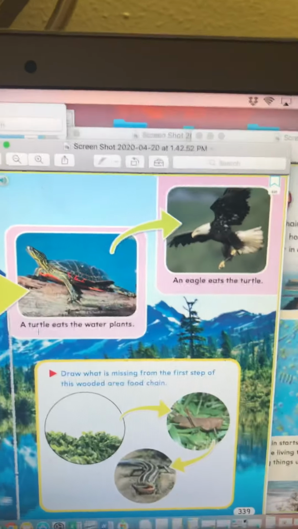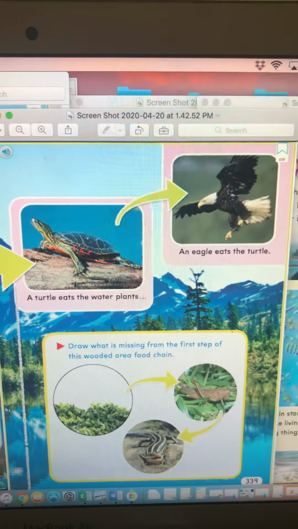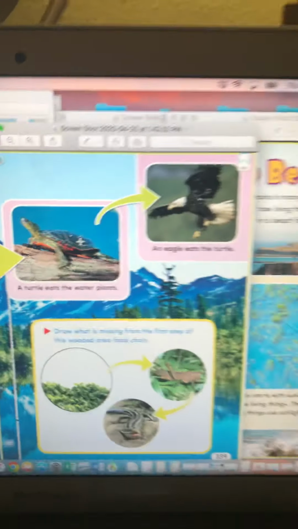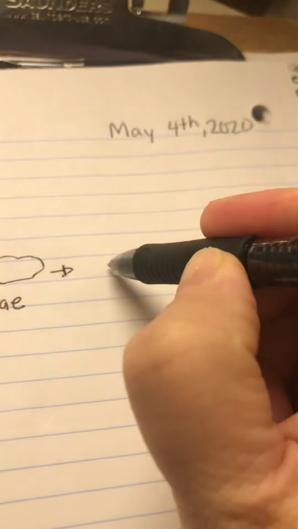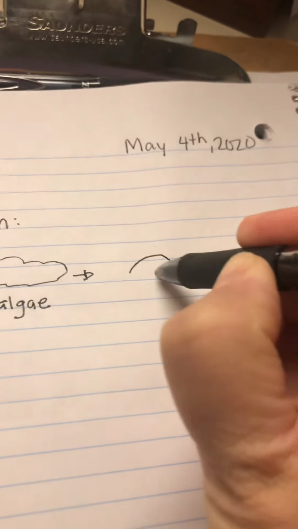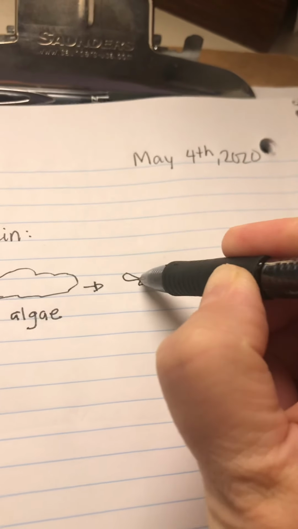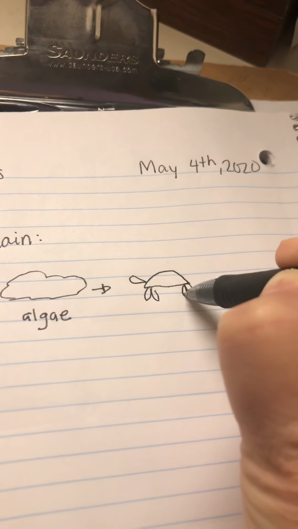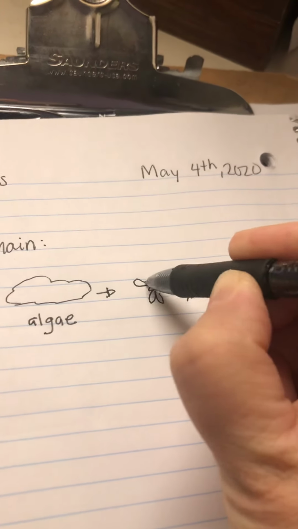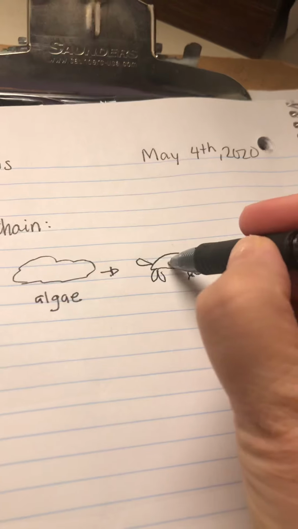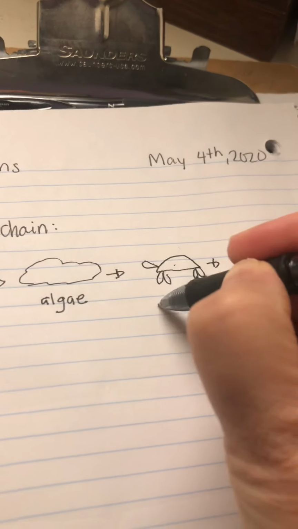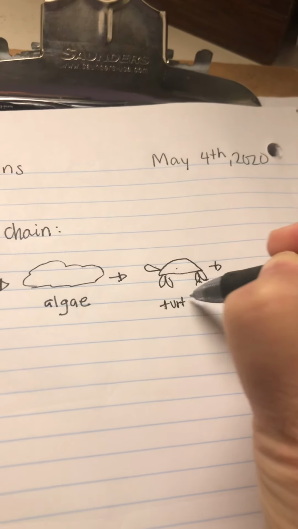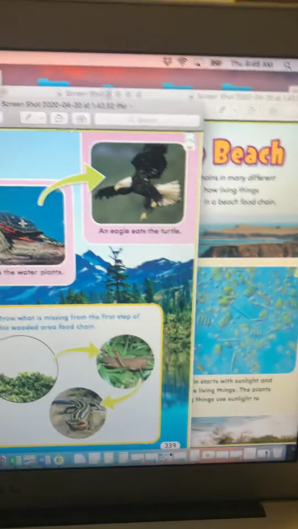So algae, we're going to continue and see. The turtle eats water plants, okay? So you can go draw a turtle. I can draw the shell, the head, and some feet. Turtles probably have webbed feet for water, but this is just for a diagram. We're going to write the word turtle. And then finally, an eagle eats the turtle.